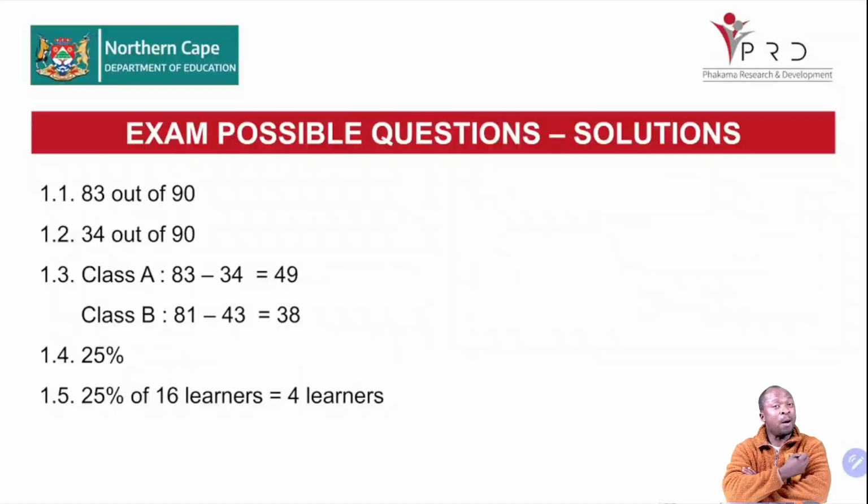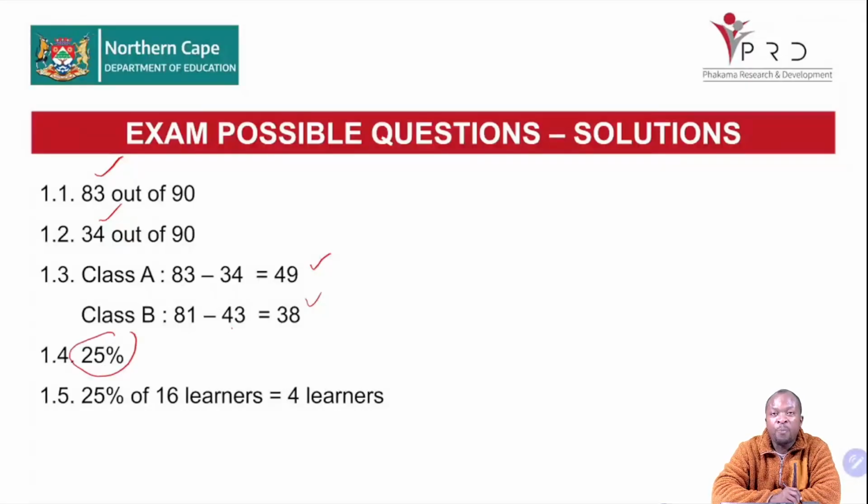So here are our answers, and I hope you are going to get them correct. The highest mark for that class was 83. The lowest mark for class A was 34. Now, the range for class A, 83 minus 34 is 49. The range for class B, 81 minus 43, is 38. How many learners scored more than 68? The percentage is 25%, okay? And then from class B, we're talking of the learners who scored less than 44.5.